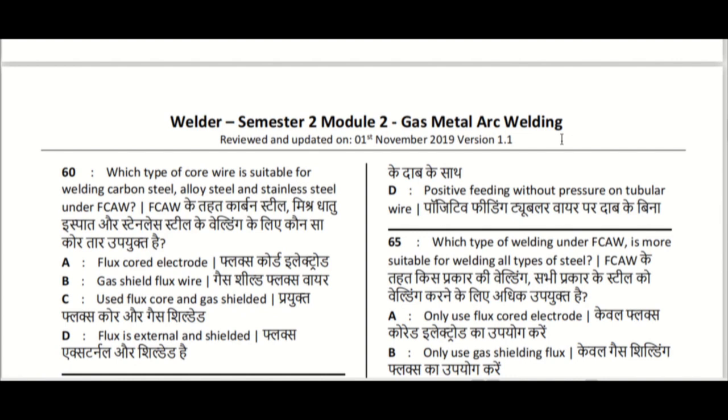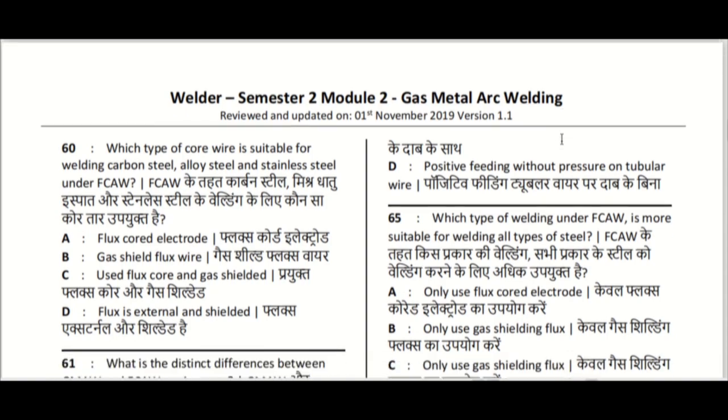First question: which type of core wire is suitable for welding carbon steel, alloy steel, and stainless steel under flux cored arc welding? Answer is flux cored electrode.